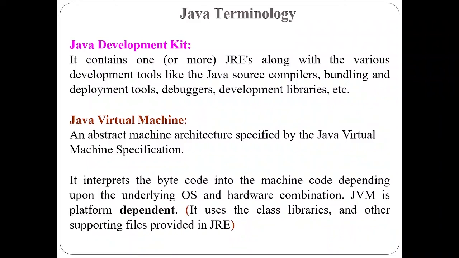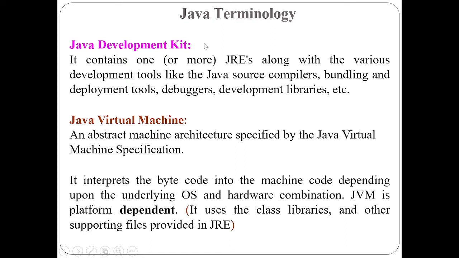Java terminology. That is, what is the Java Development Kit? I have already told that JDK is the Java Development Kit. It contains one or more JREs along with various versions, development tools like the Java source compiler, bundling and deployment tools, debuggers, development libraries, etc.